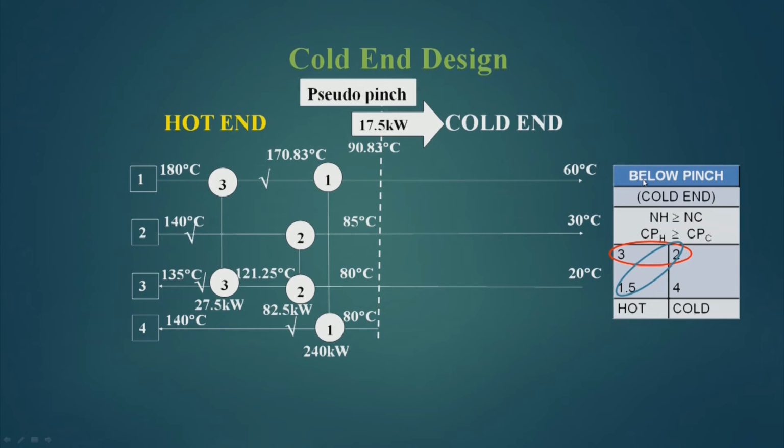So, I have a table here, CP table. So, this is below pinch design, but this is cold end, that means it is below the pseudo pinch also, and the rules are this, which are the inverse or the reverse of the rule of the hot end design. Now, this 17.5 kilowatt which is passed here has to pass to the cold fluids, but here I have only one cold and two hot, and then I have to use a cold utility.